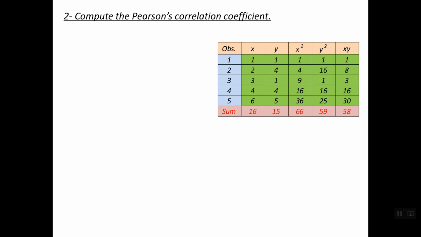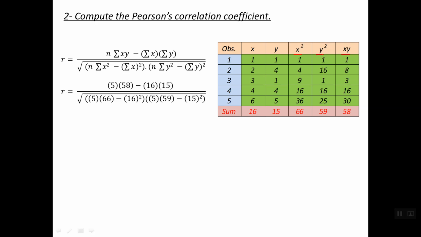Now we can simply compute the Pearson's correlation coefficient. We should make the square for both x and y, multiply x times y, and take the sum of all the observations. This is the formula we have used in order to compute the Pearson's correlation coefficient. Now we can simply substitute all of these values.